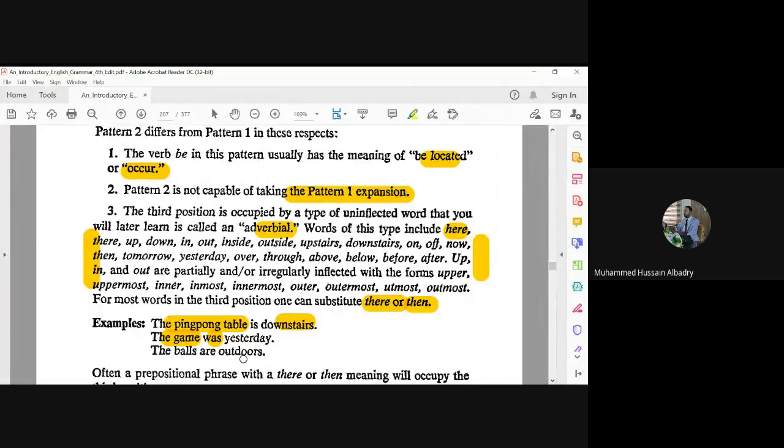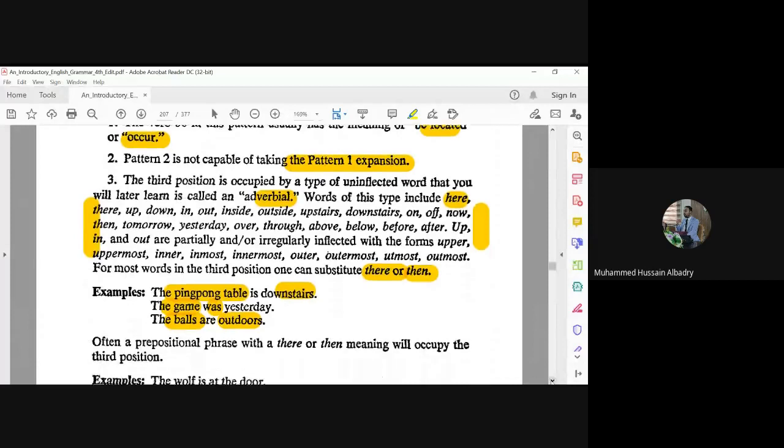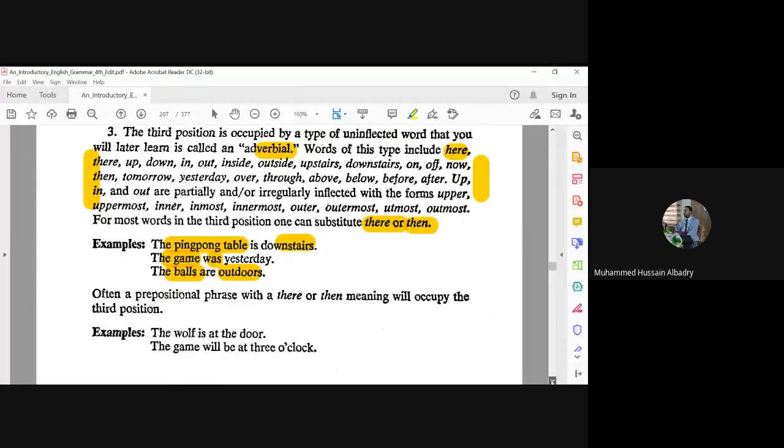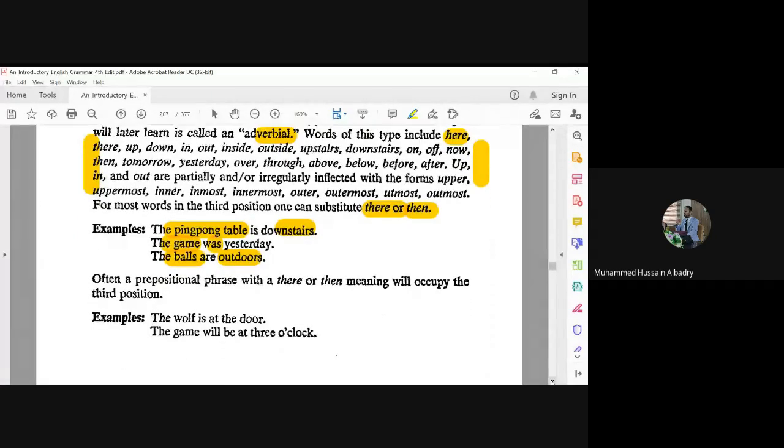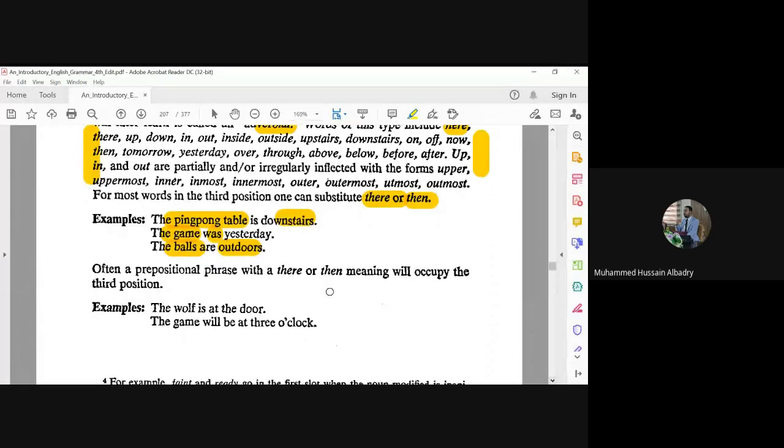The balls are outdoors. The balls are outdoors here at this place. So adverb. Often a prepositional phrase with a there or then meaning will occupy third position. The wolf is at the door.